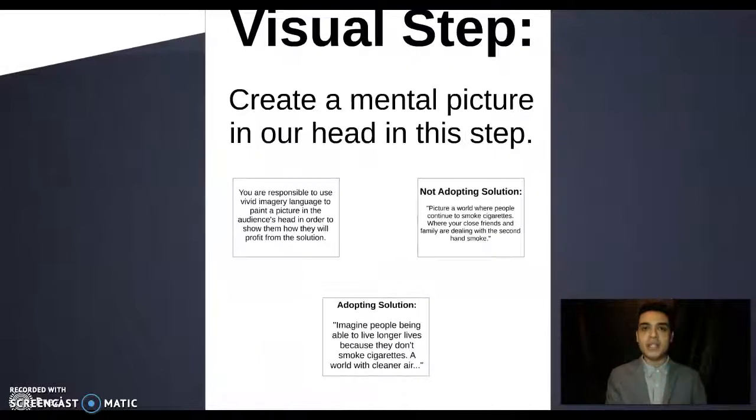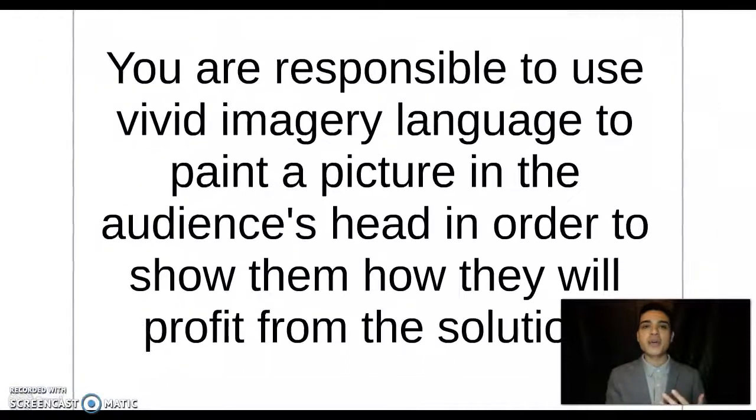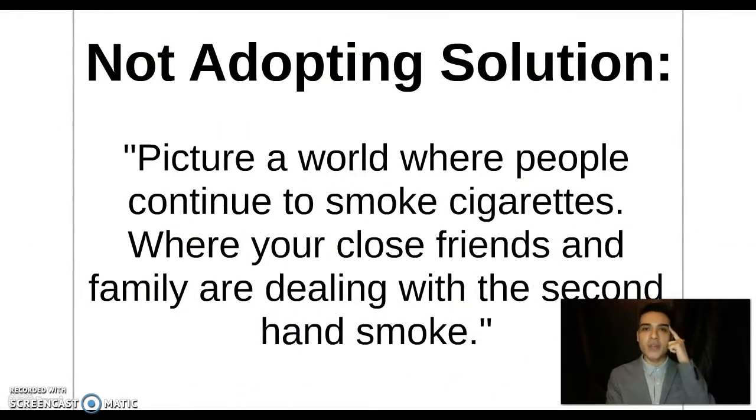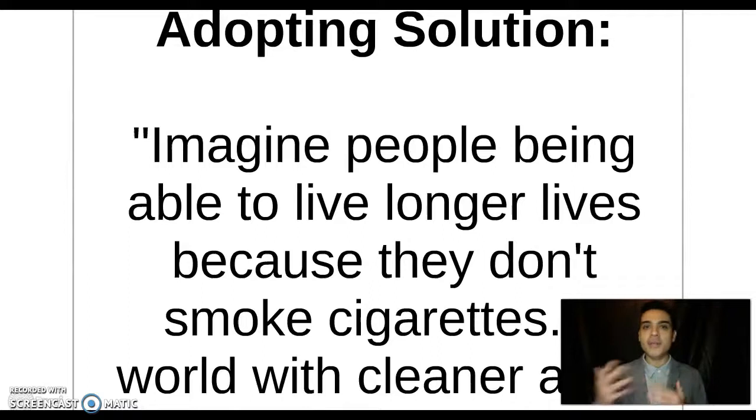The fourth step is the visual step, where you'll create a mental picture in our head. And here you're responsible to use vivid imagery language to really paint a picture in your audience's head about how the world's going to be with or without this solution. So you could go with the negative kind of approach, and you can say something like, picture a world where people continue to smoke cigarettes, right? Where your close friends and family are dealing with secondhand smoke. Or you can go with the more positive kind of perception and say something like, imagine people being able to live longer lives because they don't smoke cigarettes, a world with cleaner air.